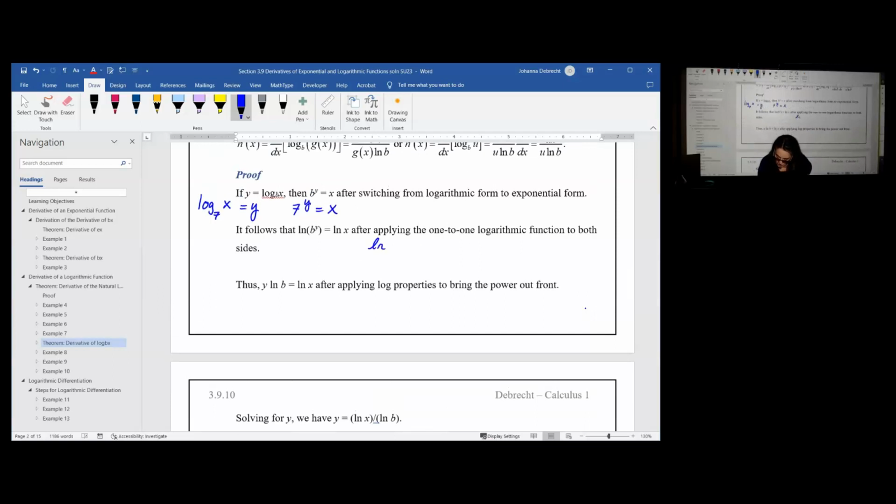The natural log of b to the y equals the natural log of x. In our example, we would have the natural log of 7 to the y equal to the natural log of x. That rule with logarithms that allows you to pull the power on the argument to the front allows us to get our hands on the y.